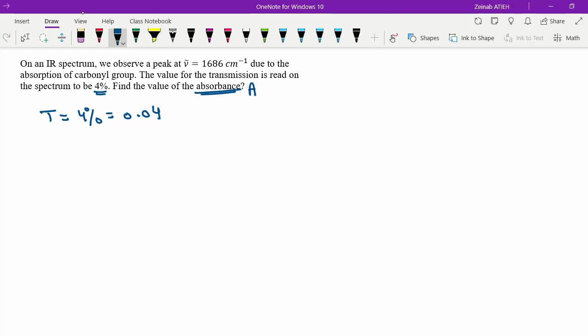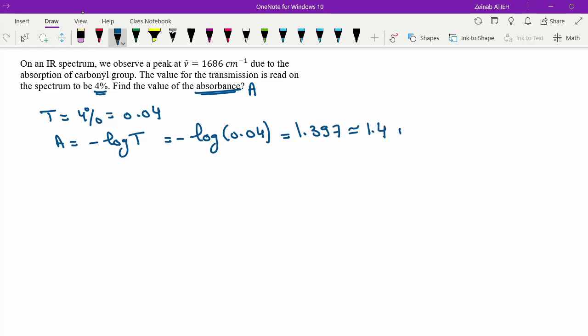So what's the relation between T and A? The relation is quite simple. A equals minus log T. And I have already explained this in the lecture. So it's minus log of base 10 for sure, 0.04. So using your calculator, you will get 1.397, which is approximately 1.4 unit absorbance. So this is for this problem.